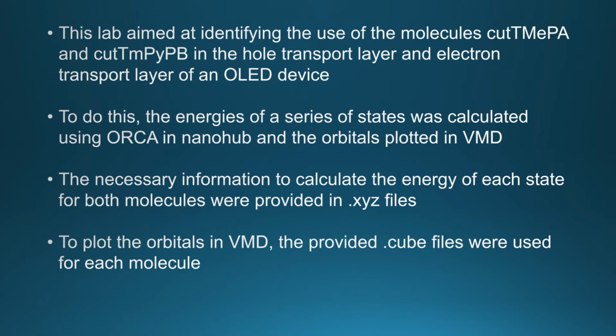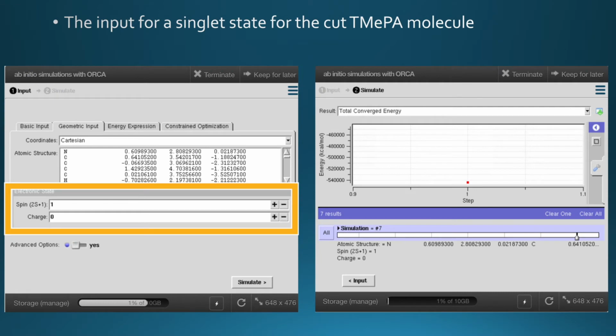The necessary information to find the energies for the ground state, triplet state, singlet state, and the cationic and anionic states was provided in the form of XYZ files on Canvas, and to plot the orbitals in VMD, we were provided with cube files for each molecule. As you can see here, on Orca in NanoHub, this is the input, and highlighted in yellow is where you input the spin and charge.